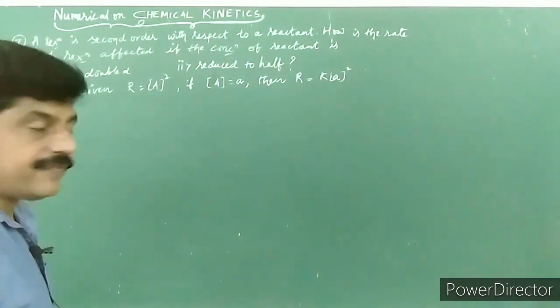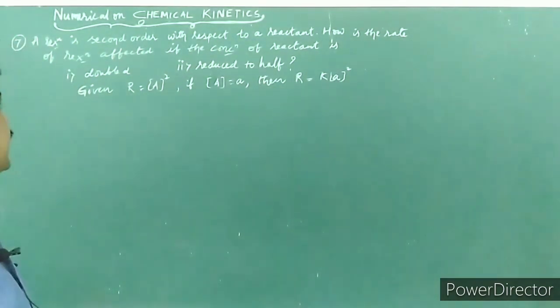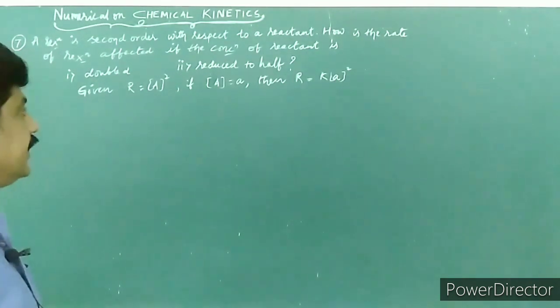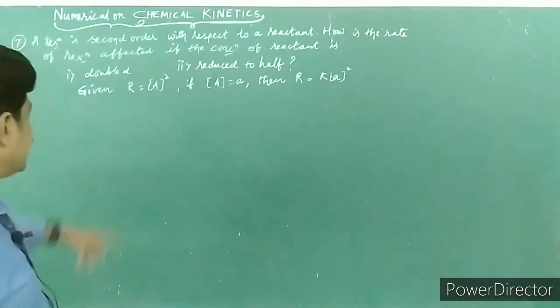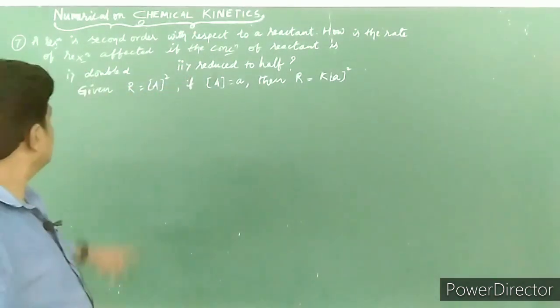Let me go for the next numerical. A reaction is of second order with respect to a reactant. How is the rate of a reaction affected if the concentration of reactant is, first part, doubled, second part, reduced to half?